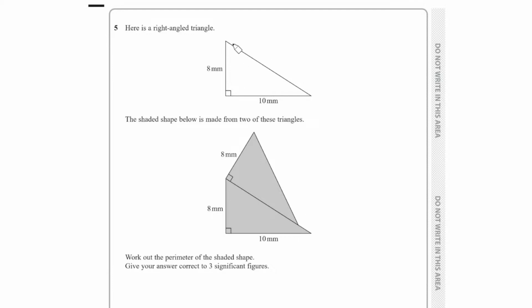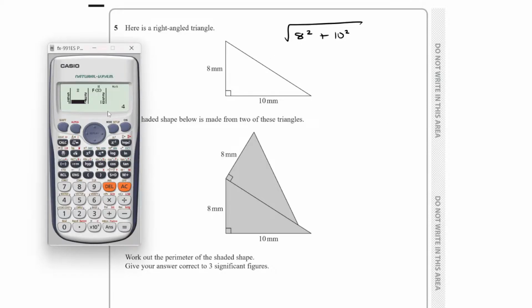Exactly. So I'm going to do Pythagoras of this top one. So 8 squared plus 10 squared. And then we square root it, don't we, basically? So obviously you would want to put that in the calculator.